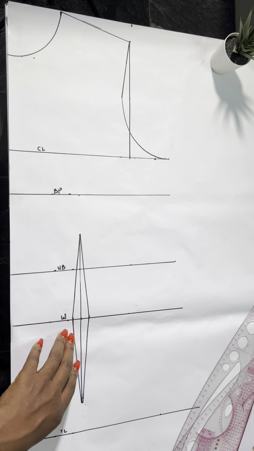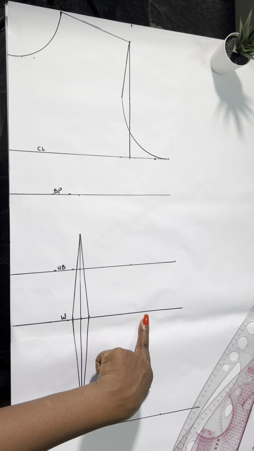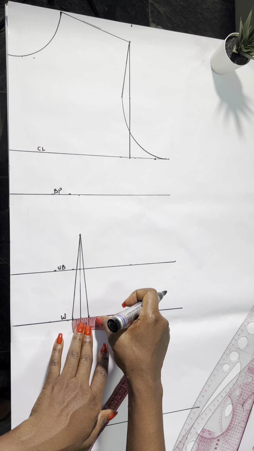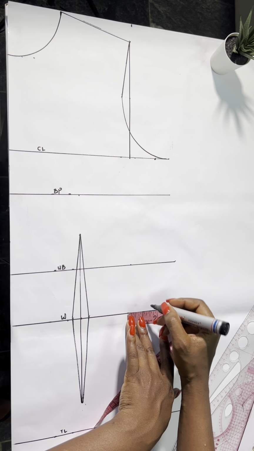Anytime you have a dart intake, whatever you take out for your dart, you replace it back to your pattern, so you don't have a pattern shortage. So for the dart here, it's 1 inch. So I'll be replacing back 1 inch at this point.